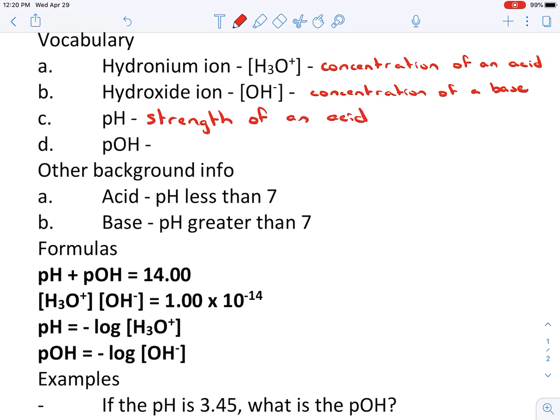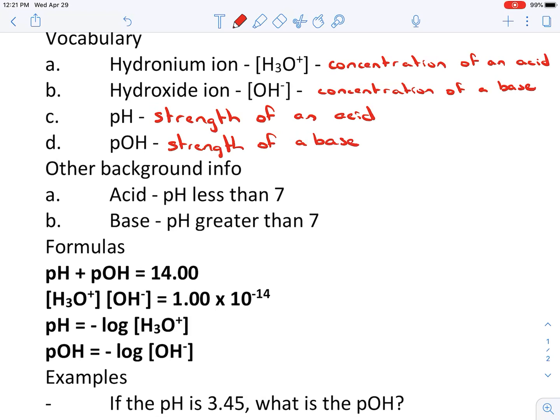We'll see a formula in just a little bit that shows how they're related, but it's the strength of our acid, and it makes it numerically easier to see because it's like numbers that we're used to, like 4.12 or 7 or something like that. All right. pOH then is the strength of a base. I know you're surprised. Strength of a base.